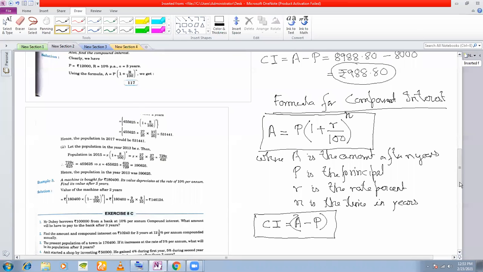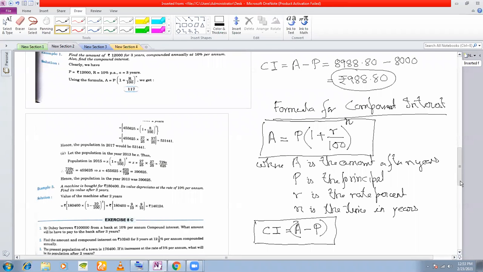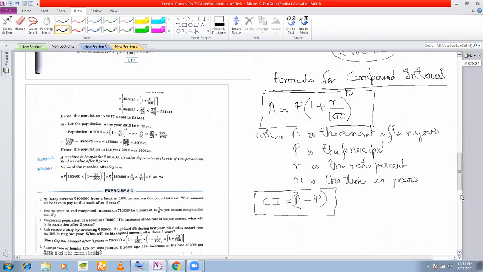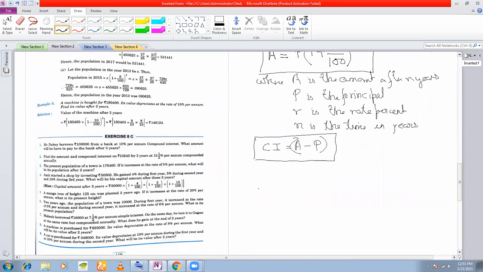Now let's see the same problem if we are going to attempt it with the help of the compound interest formula. How to do this? Okay, so let's see here. Let us write what is given here. Again, question number 2. If you read here, the principal is given to be 8,000 rupees.